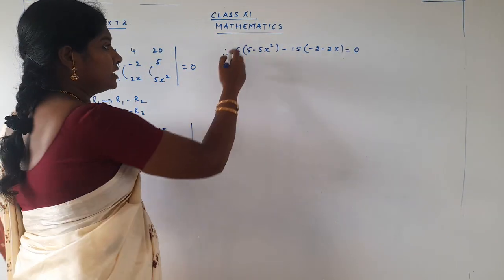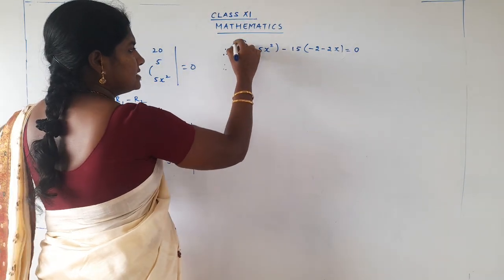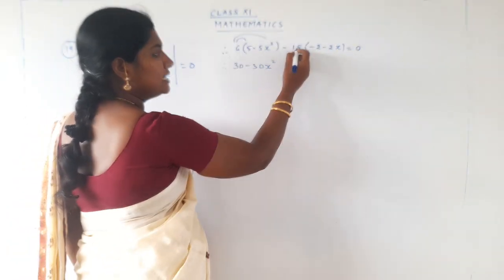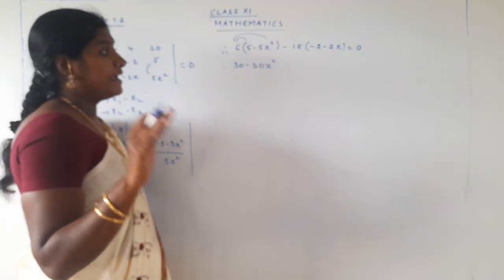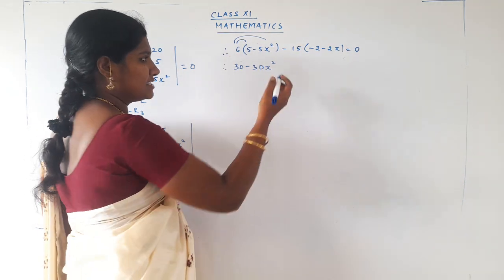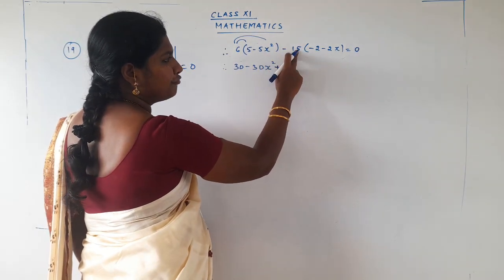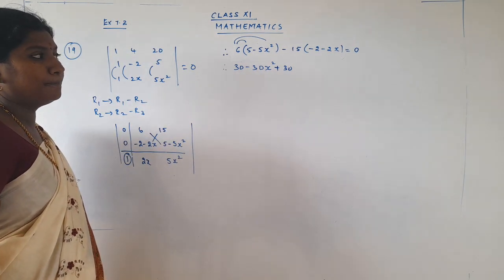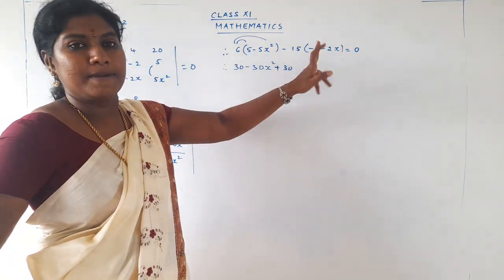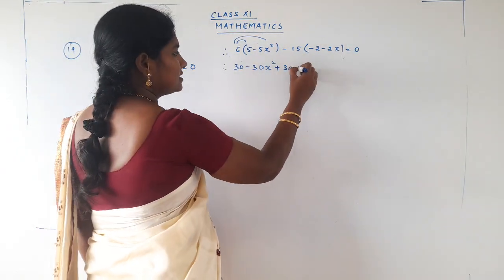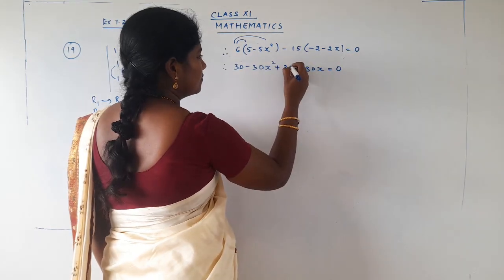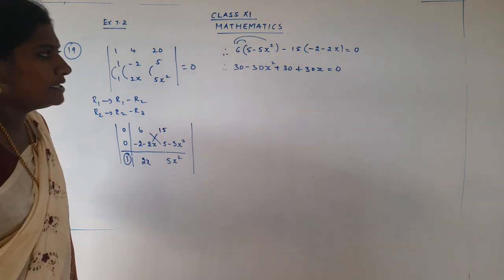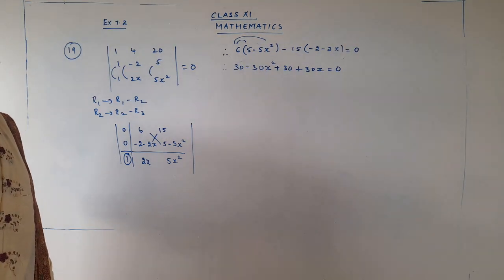Okay, so now let me open the bracket. So I get 6 5s are 30 minus 30x square. This is minus 15 into minus 2, so minus minus plus 30. This is minus 15 into minus 2x, so I get here plus 30x because minus minus plus. So we get here plus 30x is equal to 0. I get 30 minus 30x square plus 30 plus 30x is equal to 0.